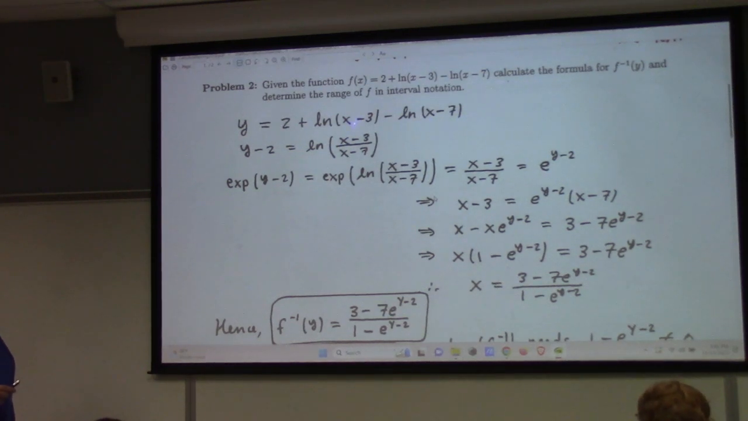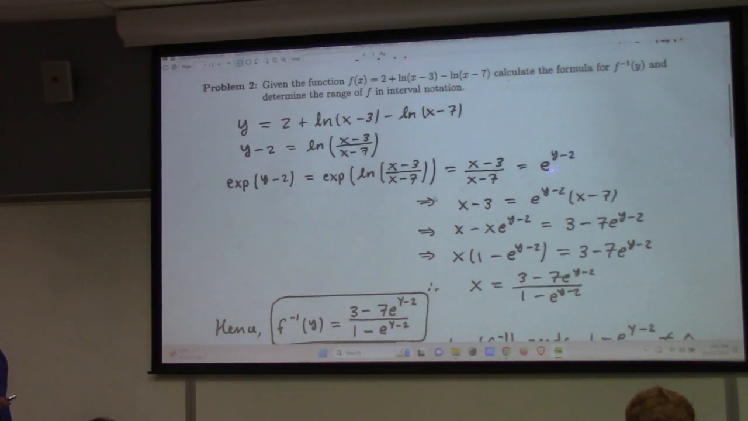To achieve that goal, I use properties of logarithms to collect the logs into the log of the quotient. I subtract the 2 to the other side. Then that gets me to y minus 2 is equal to the natural log of this quotient here. Then to get rid of the natural log, I exponentiate the equation. That gives me e to the y minus 2 is equal to e to the ln of (x minus 3) over (x minus 7). But since exponential and natural log are inverse functions, these cancel, and that just leaves you (x minus 3) over (x minus 7). Now that is equal to e to the y minus 2.